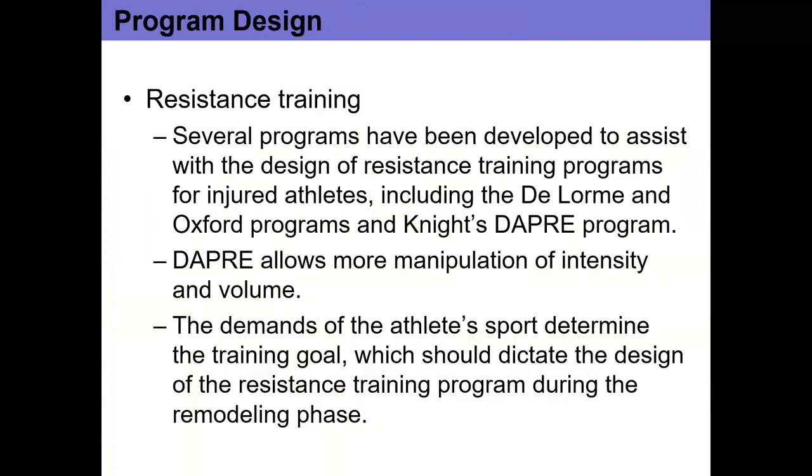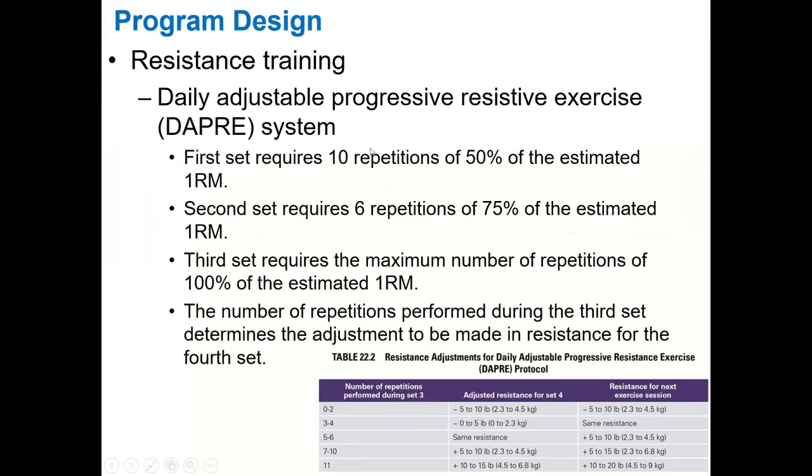Program design stuff. They talk about this DAPRE program, which is pretty similar to the DeLorme program. It just adds an additional set, and it doesn't use a 10 rep max, it uses a 1 rep max. So there's another little wrinkle there. Basically what you do is you do 10 reps at half of what you estimate their 1 rep max to be. So if you estimate that they can lift 100 pounds, you have them do 10 reps at 50 pounds, 6 reps at 75 pounds, and then the third set is, okay, I think you can do 100 pounds. I think that's your 1 rep max. Let's see how many you can do.